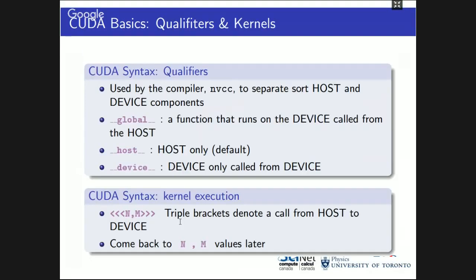These qualifiers can be global if it is a function that runs on a device and is called by the host, or host if it runs only on the host, which is the default. If it runs on the device or the GPU, it has the qualifier device. Then I was talking about these numbers between the brackets. The triple brackets denote a call from the host to the device, and these values are related to the threads that are being executed on the device.